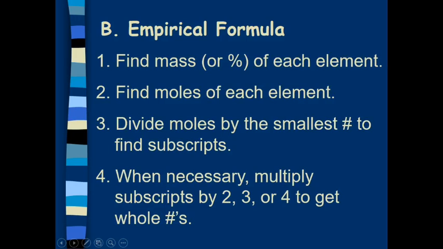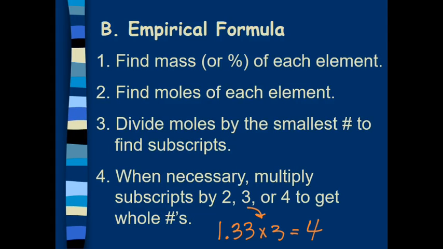Step 4 is if in step 3 you did not get whole number subscripts, then you will have to multiply each of your subscripts by 2, 3, or 4 to get a whole number. For instance, let's say in step 3, you do your division and you come up with 1.33 as an answer. To get that to a whole number, you would multiply by 3 to get to 4.